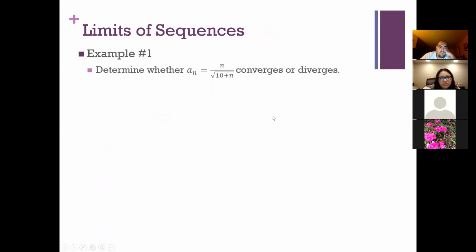All right, so let's look at a new one here. I want to determine whether this sequence converges or diverges. So really what I'm looking at is the limit as n goes to infinity of n over the radical of 10 plus n.